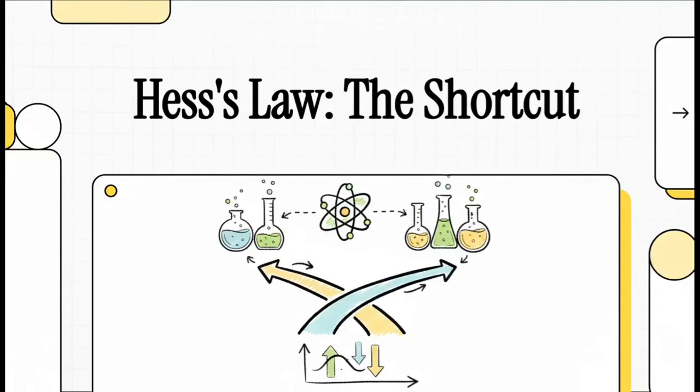You know, in chemistry, some of the most crucial reactions, well, they're just impossible to measure directly. So, how do we figure out their energy? Today, we are going to dive into the incredibly clever shortcut that makes it all possible, Hess's Law. Let's get right into it.